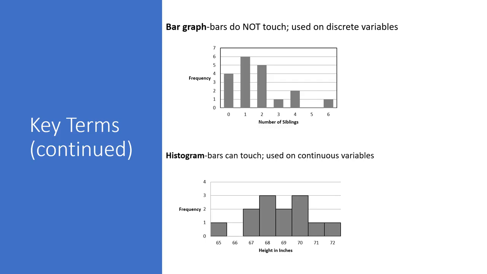Two other terms you should be familiar with are bar graphs and histograms. A bar graph is simply a graph where the bars do not touch, and a histogram is one where they do. Generally, you want to use a bar graph on discrete variables and a histogram on continuous variables.